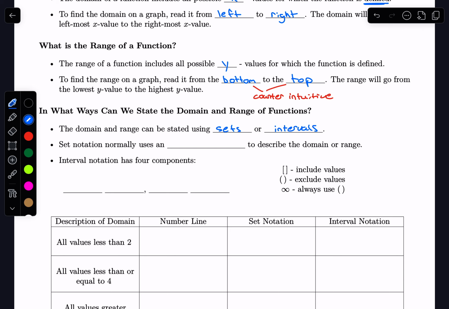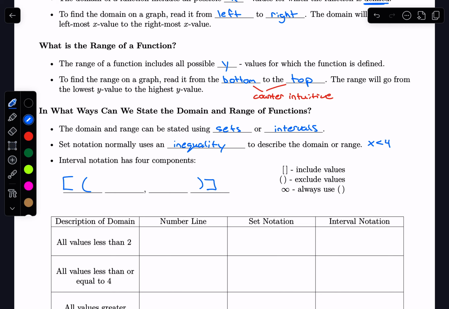Set notation will normally include an inequality to describe the domain and range, such as x needs to be less than 4. That's an example of an inequality. Whereas interval notation always uses, well, they're called intervals, but we use brackets or parentheses and we put the smallest and largest numbers on either side. So on the left and right, we either put a bracket or a parenthesis. One of those two is going on each side, but not both, of course. We just pick one.